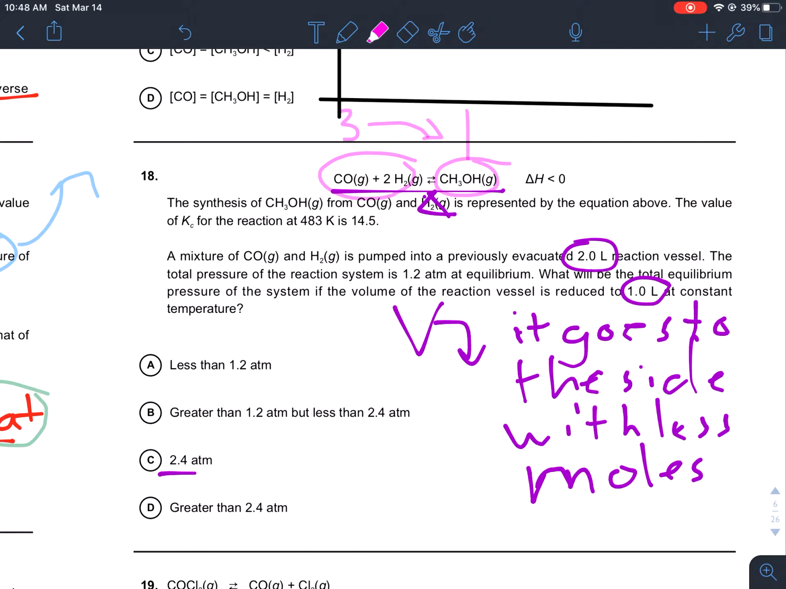Let me put it this way. If your moles stayed the same, if there was a total of 4 moles at the end, then yes, it would be C. But that is not correct, because the decrease of volume is going to make it move to the right side. If it's going to move to the right side, it's going to become fewer moles. Yes, the pressure will increase, but it won't double. The answer is B.